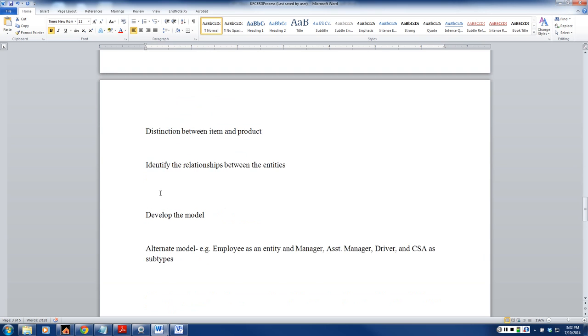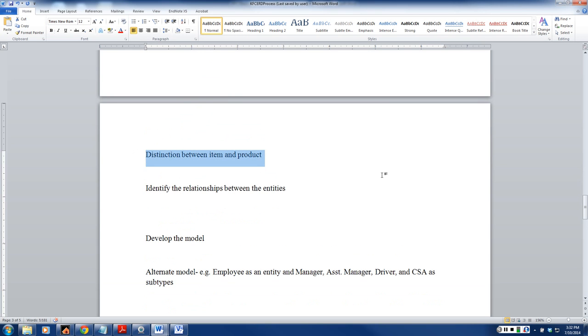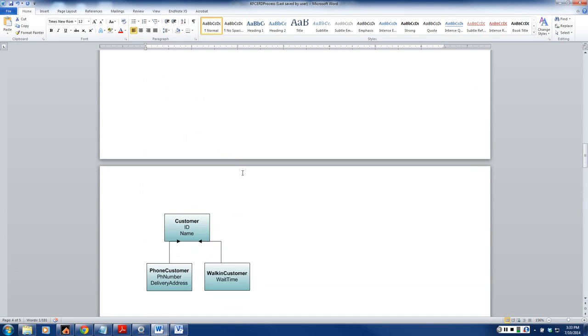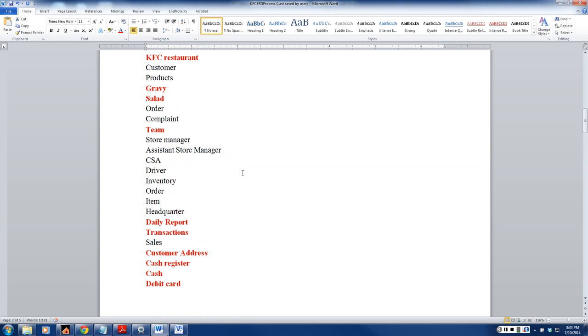One important distinction that we have to make is the distinction between item and products. Items are the raw materials that are combined and sold as a product. So customers don't buy items, customers buy products. KFC makes revenue by selling products. Items are used to make products. So items are very important for them because they have to be supplied by suppliers. And that, by the way, I think I've not used suppliers here in this list. It should be added as well.